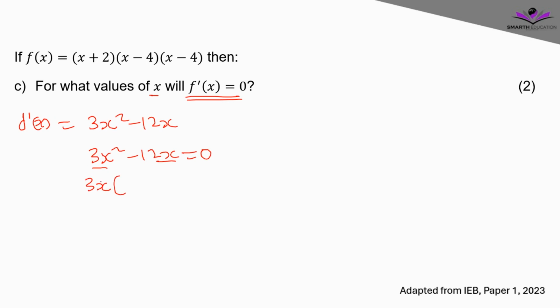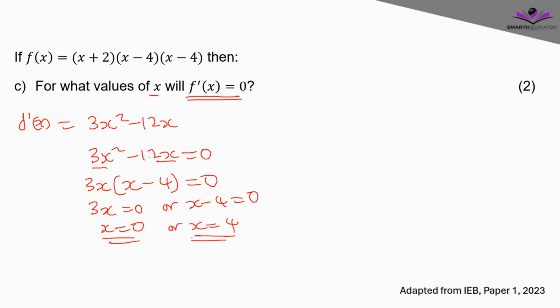Then 3x squared divided by 3x, that is x. Negative 12x divided by 3x, that is negative 4. Then it's equal to 0. So it's either 3x is equal to 0 or x minus 4 is equal to 0. So x is equal to 0 or x is equal to 4. If you check, these are actually the x coordinates of the turning points. Remember, to find the turning points of the cubic graph, we derive and equate the derivative to 0. Then we'll get the x coordinates of the turning points.